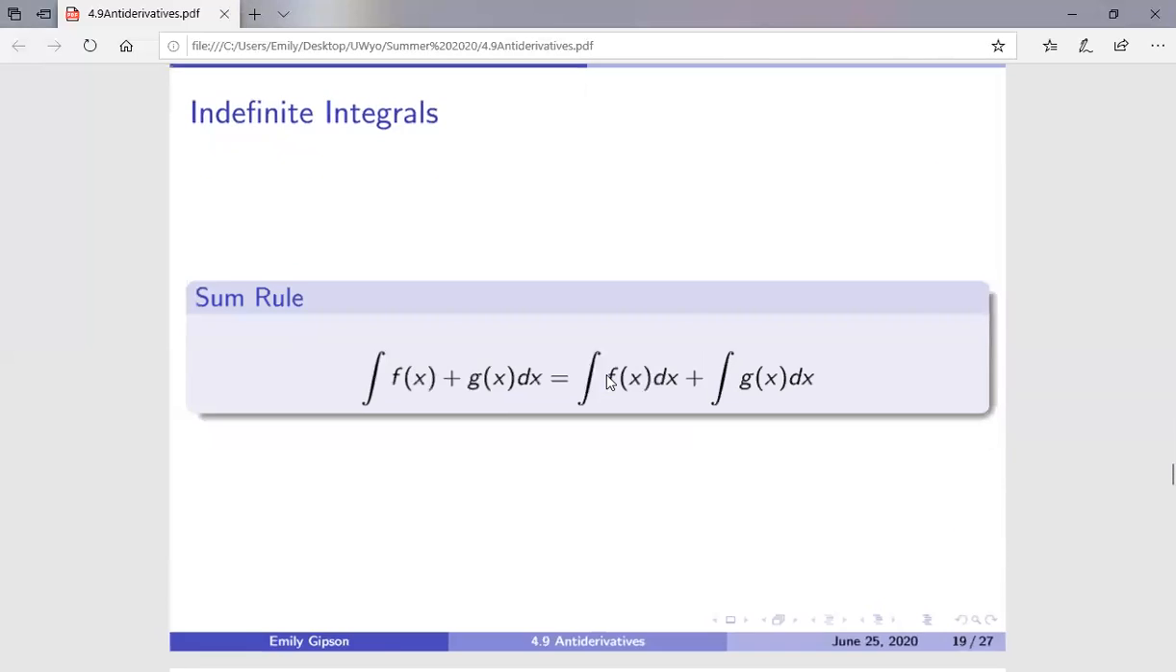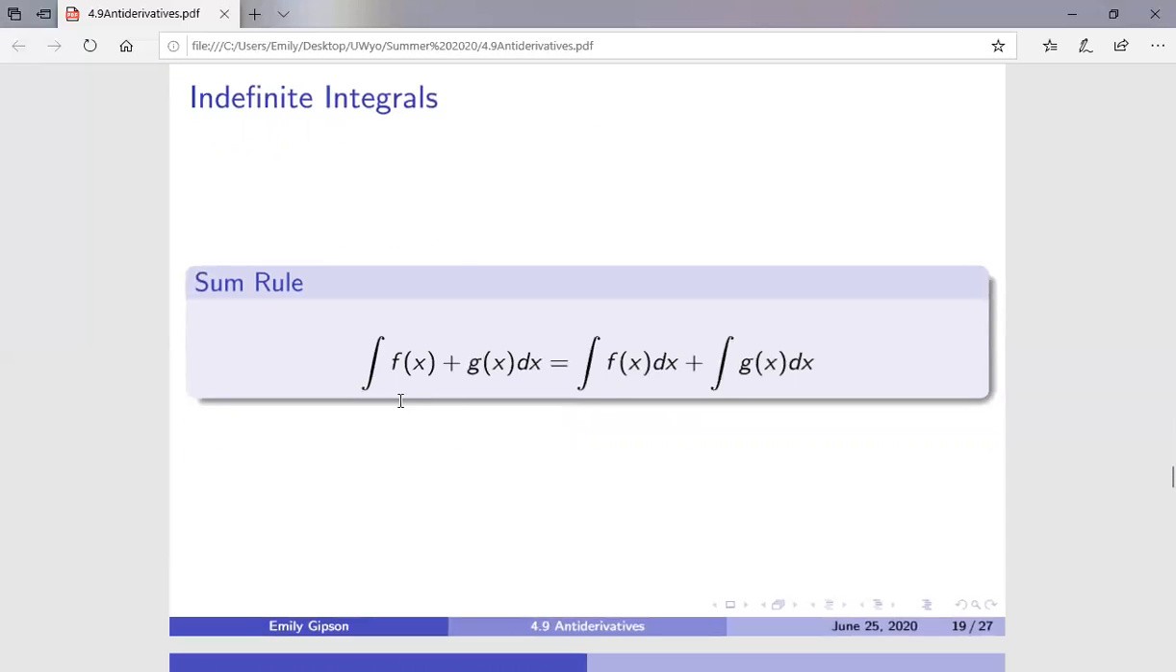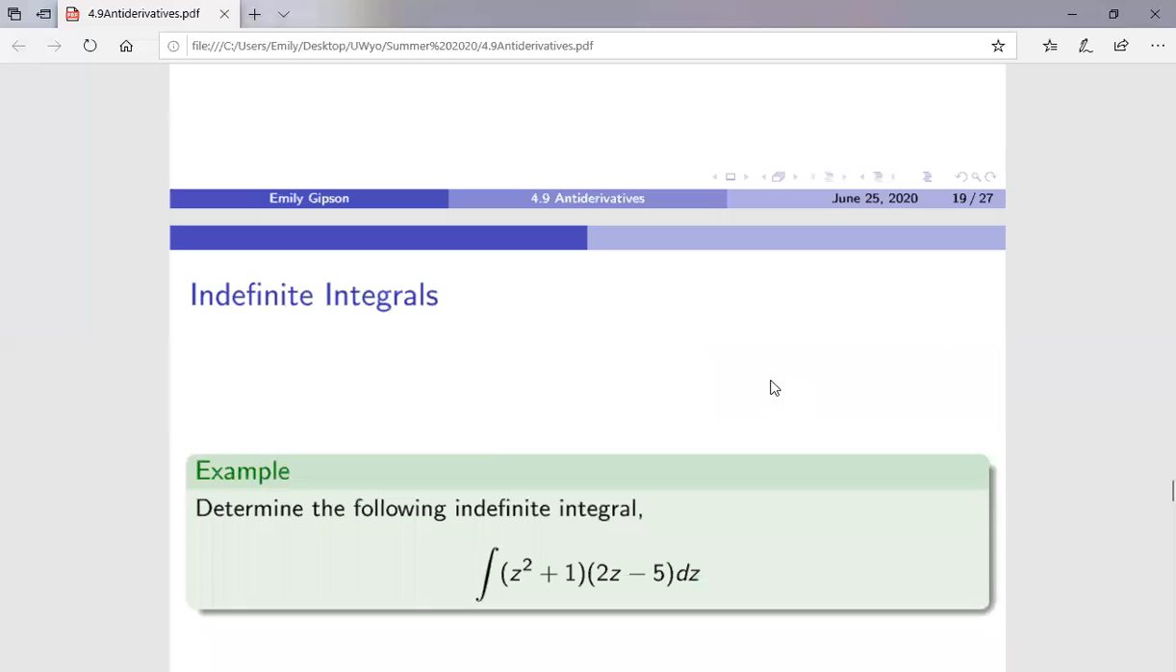And finally, here's the sum and difference rule. The integral of a function f of x plus a function g of x dx is equal to the integral of a function f of x dx plus the integral of a function g of x dx. So let's go ahead and get some practice using these tools.